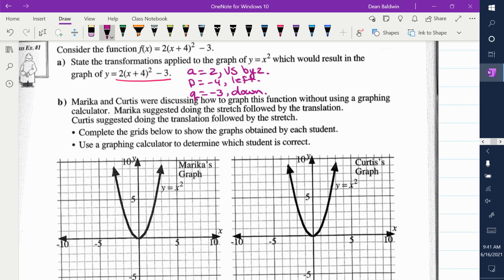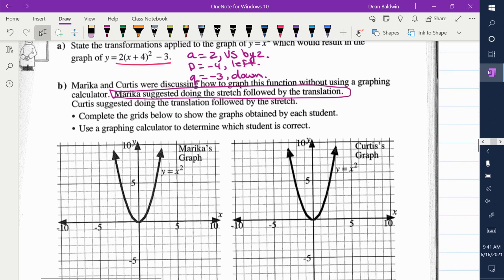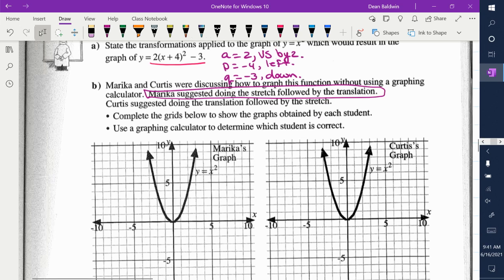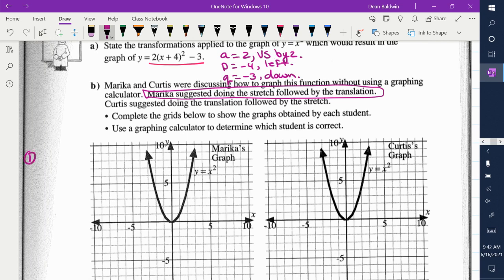So Marika, she's going to do the stretch and then the translation, i.e. she's going to do the A value and then the P and the Q, okay? So the A value is a vertical stretch by 2, which means we multiply all the Y values by 2, right? So I'll write her steps down. Number 1, multiply Y values by 2.